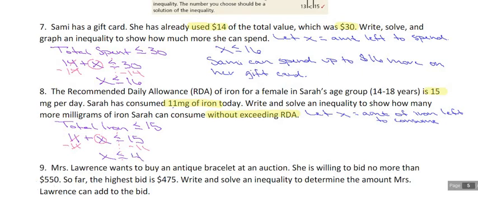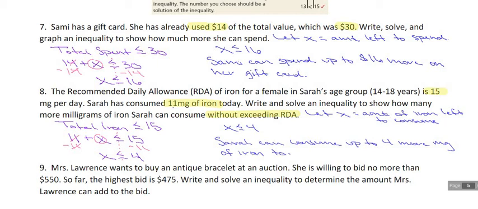Okay, so let's write our answer as an inequality. So X is less than or equal to 4, and it means that Sarah can consume up to 4 more milligrams of iron today. So Sarah can consume up to 4 more milligrams of iron today without exceeding the RDA.